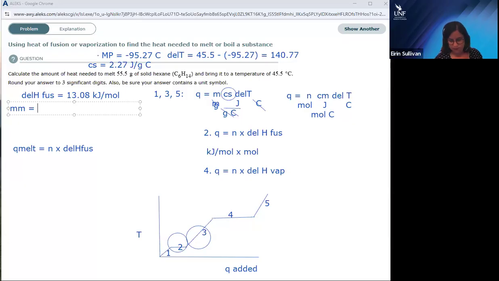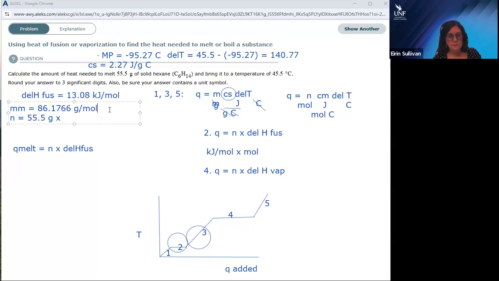My molar mass is 12 times 12.011, plus 6 times 12.011, plus 14 times 1.0079, equals 86.1766. You may vary if you're looking at a different periodic table. I'm using the one which is in my brain. So then n is going to be how many grams? 55.5 grams is my actual amount.